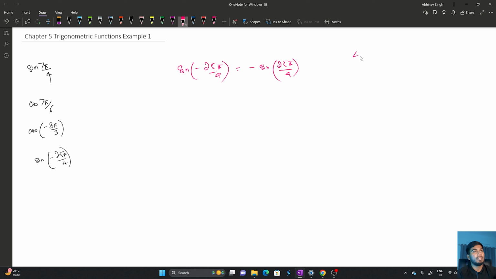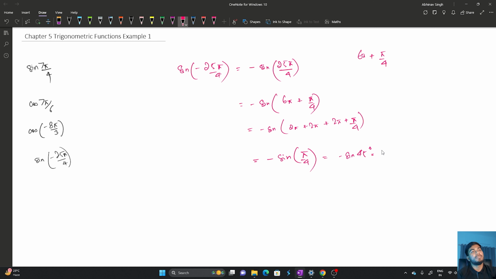So 6 pi plus pi by 4, right? Yeah. So minus sine 6 pi plus pi by 4, and you can write it as sine of 2 pi plus 2 pi plus 2 pi plus pi by 4, and sine of 2 pi plus x means you have covered the entire graph once, so it will be sine x kind of thing. So it should be minus sine pi by 4, and minus sine 45 degrees, which should be minus 1 by root 2.